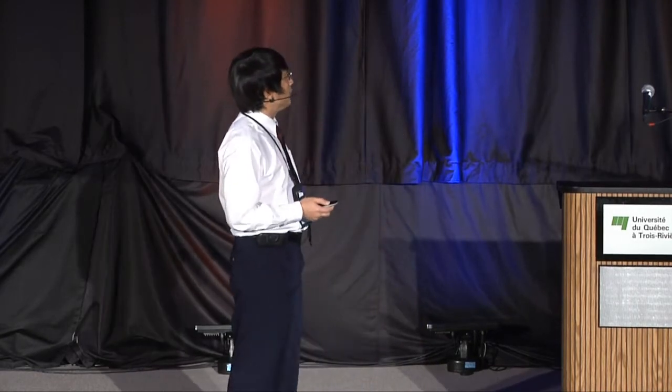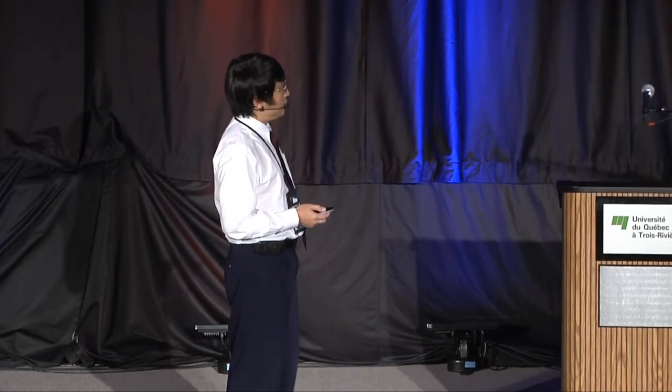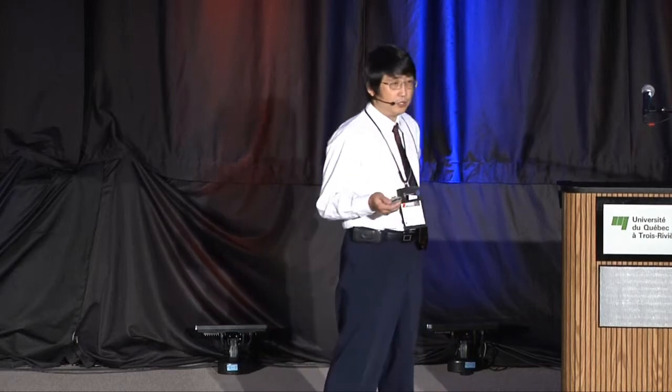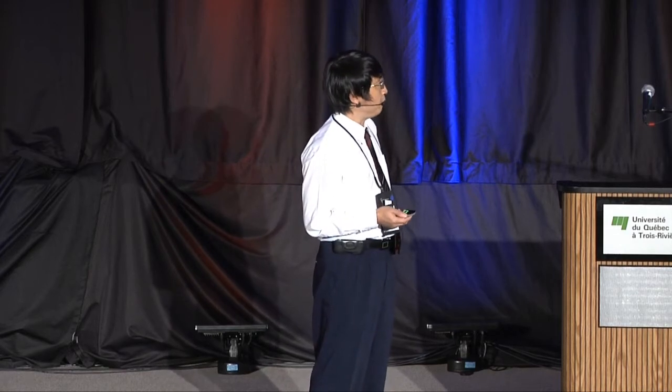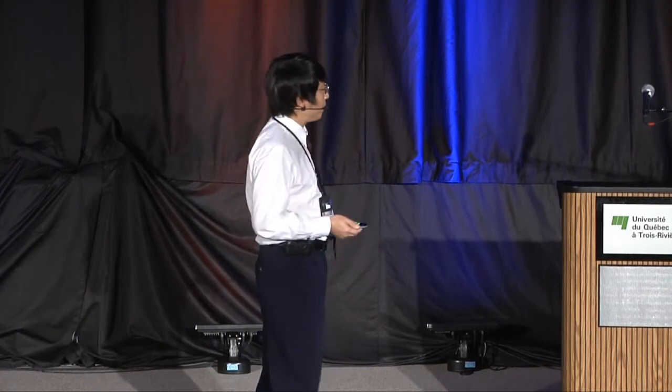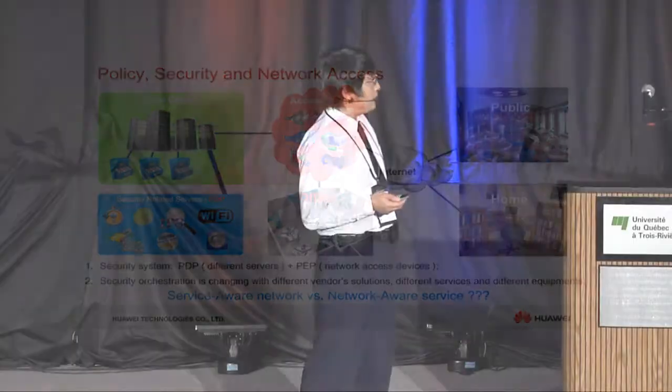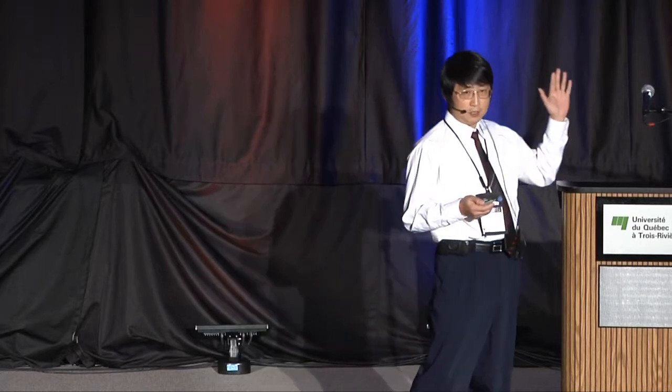So from here we can see the policy is not just a person's profile. It also becomes related to your location, which means if you log in to the network from home, from public, or from the office, you get a different profile. So your profile has a basic part and a dynamic part. The PDP decision point will be in the data center, and the PEP network access part is still on the edge nodes.